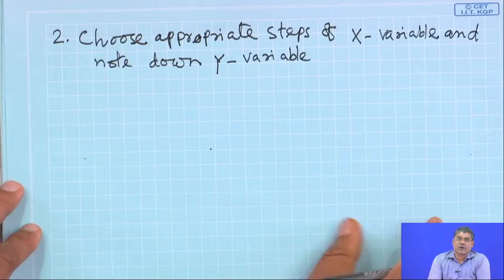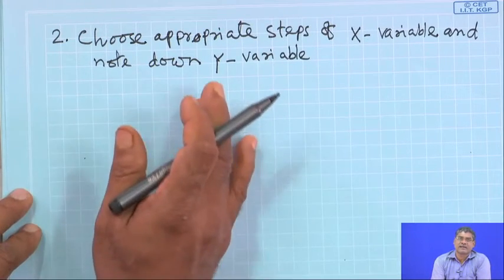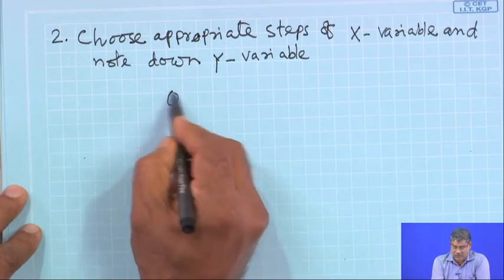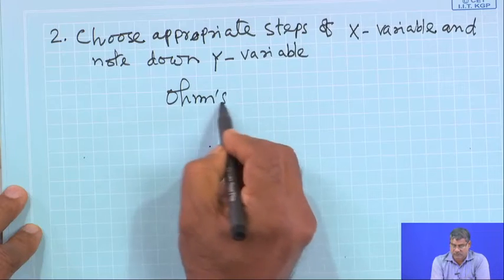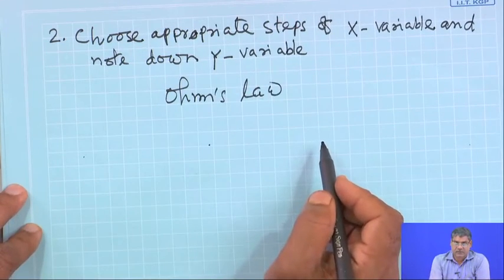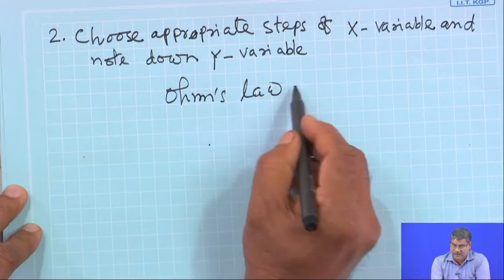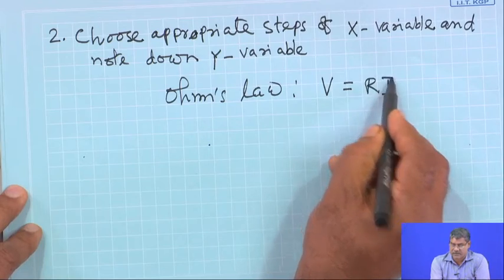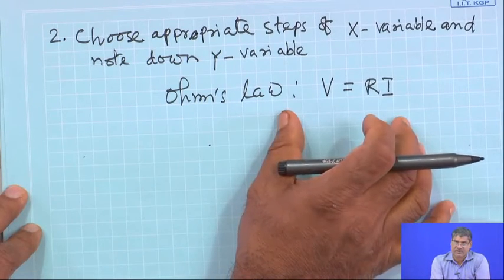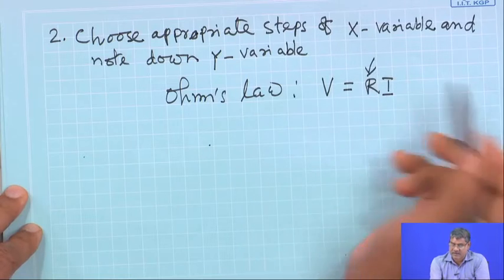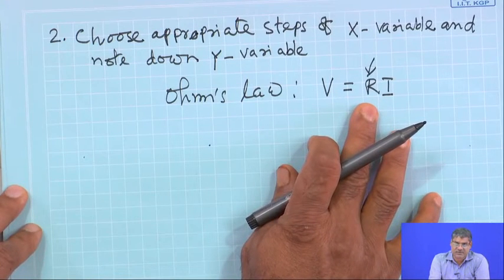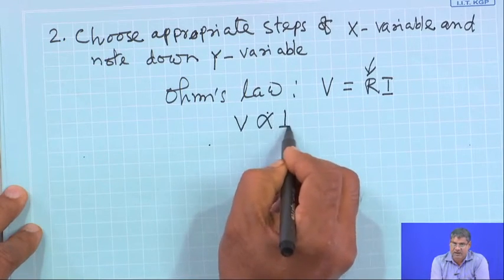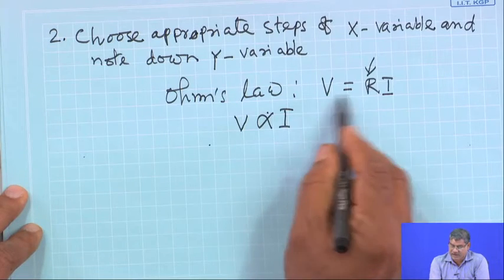Okay. So, what does it mean? Why is it important? Take Ohm's law as an example. Verification of Ohm's law: that is V equal to R I. You have to verify that relation, or measure this constant. Ohm's law basically says V is proportional to I, or I is proportional to V. So then V equal to R I.